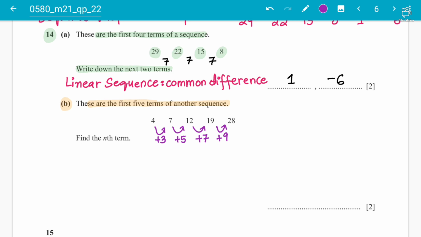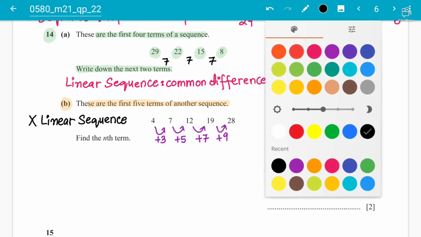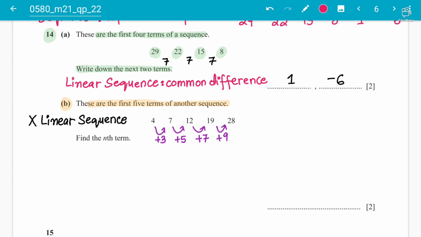So students need to understand this is definitely not a linear sequence, because in a linear sequence you should have a common difference. There is not a common difference, the difference is changing. So whenever this type of situation comes in, students, it means that this can be a quadratic sequence. And how will you judge that this is a quadratic sequence?